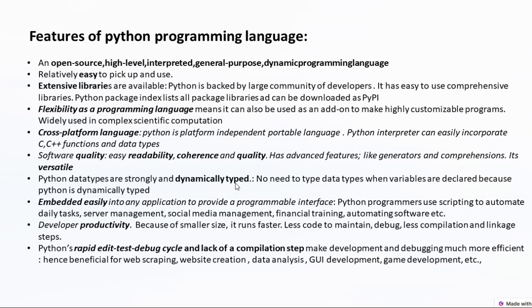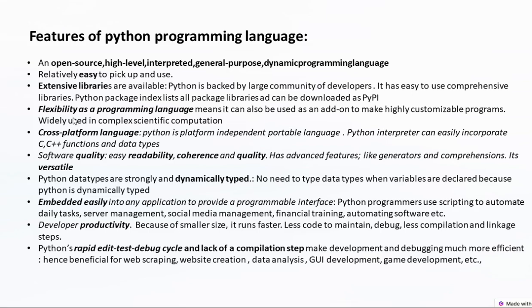These are the features of the Python programming language. It's an open source language. It's a high level language. It's an interpreted, general purpose, dynamic programming language. We will see why it's called dynamic in the next slide. It's relatively easy to pick up and use. It has an extensive set of libraries. Python is backed by a large community of developers, and it's easy to use because of its comprehensive libraries. The Python Package Index lists all the package libraries, which can be downloaded as PyPI.